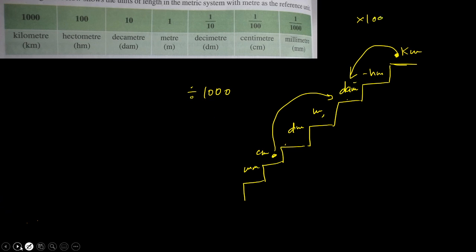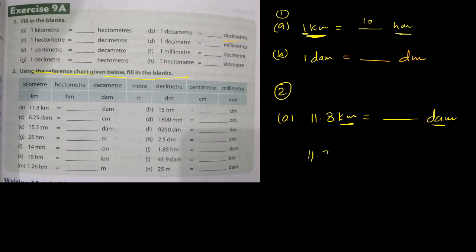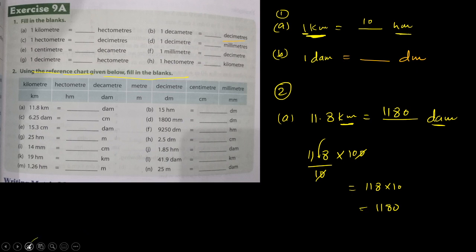So if you have to multiply by 100, then multiply 11.8 by 100. So from here you remove the point, 1 zero will increase and 0 0 will cancel each other. It will be 118 multiplied by 10. So 1180. So write 1180 decameter. This will be the required answer.